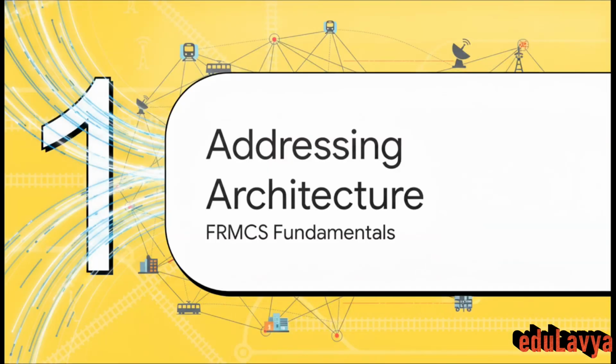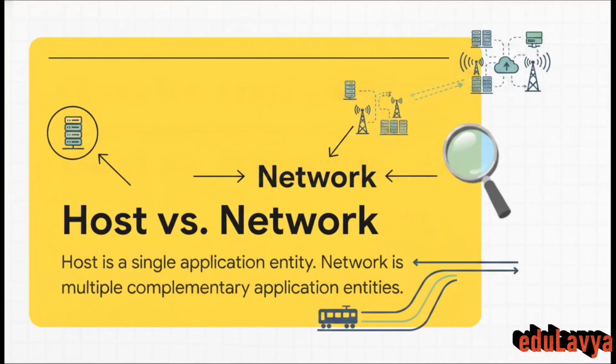Section 1. FRMCS Addressing Architecture. Okay, so before we can configure anything at all, we really have to get a grip on how data is conceptualized and routed in a modernized 5G-enabled railway network.